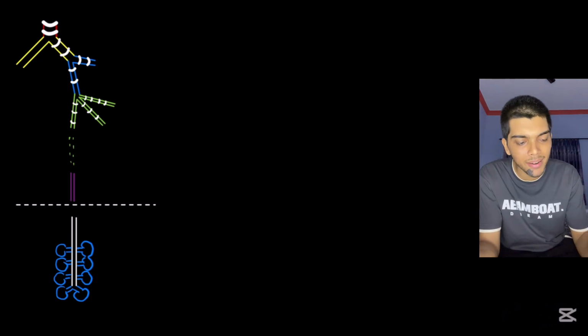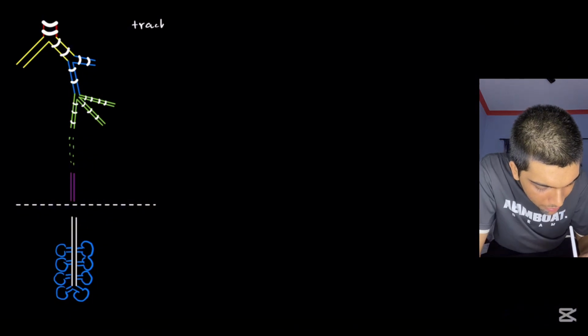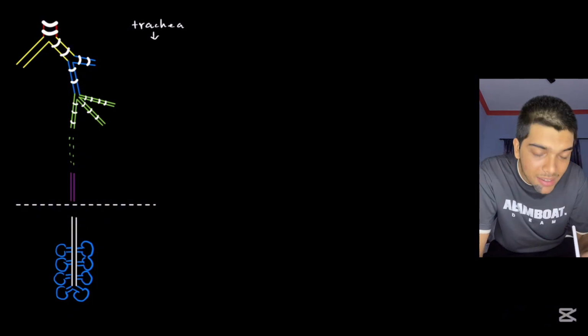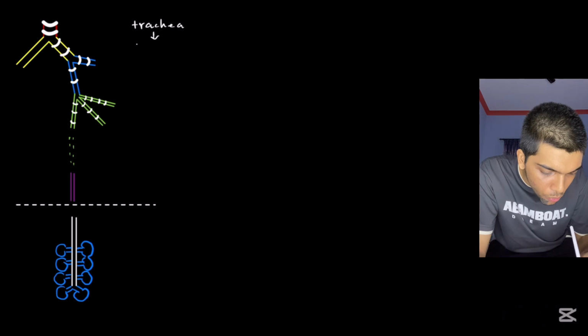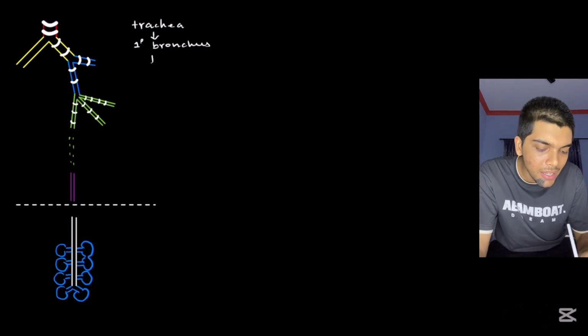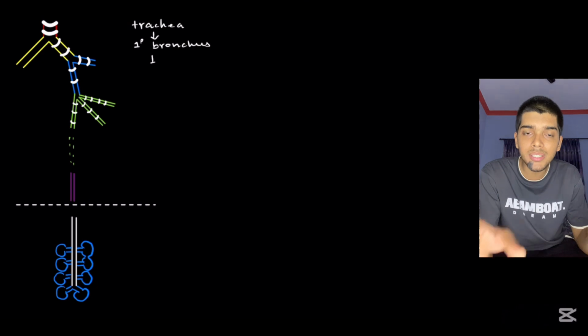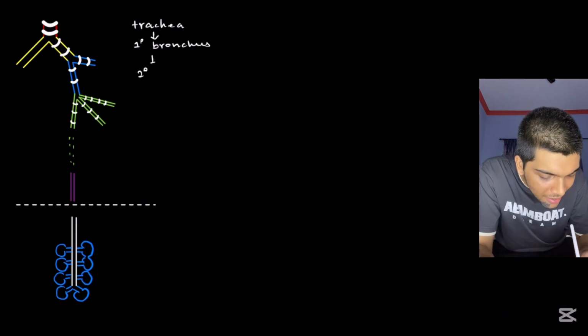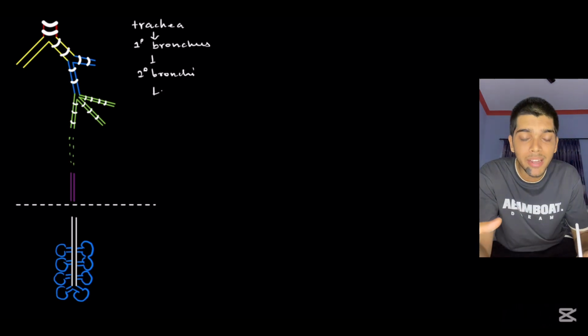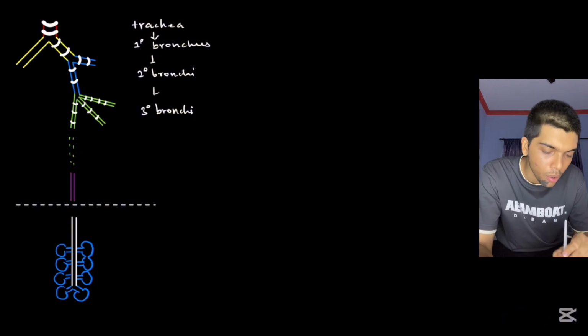First, the respiratory tree. So there's your trachea. The trachea bifurcates at the point of carina into the primary bronchi, the left and right primary bronchus. They enter the individual lungs, the left and right lung, where the primary bronchi divide into secondary bronchi. Then the secondary bronchi divide into tertiary bronchi, and this marks the end of the bronchi.